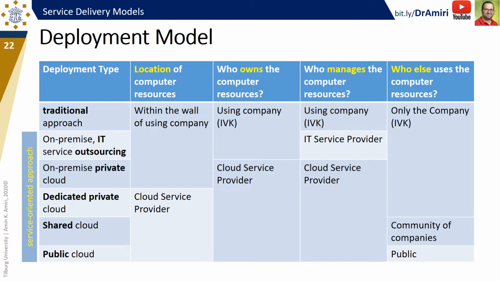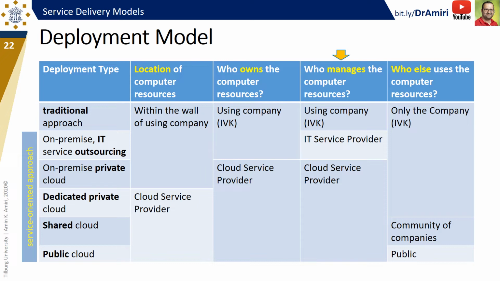The first attribute is the location of computer resources, whether the resources are located within the walls of the using company or on premises owned by the service provider. The second attribute is who owns the computer resources, the using company or the service provider. The third attribute is who manages and maintains the computer resources, the using company or a service provider.